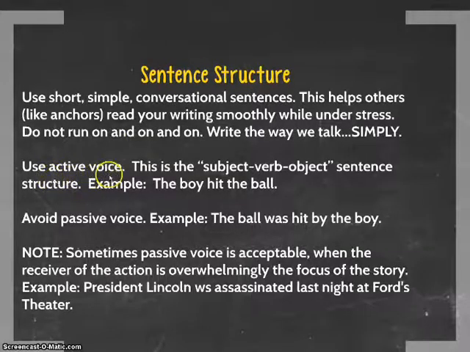Now, we should always use active voice when possible, and that is when it's the subject, verb, and then object in the sentence. For example, the boy hit the ball, and that is the boy is doing the action. The boy hit the ball. And you do not want to use passive voice, and that is where something is being done to the subject. The ball was hit by the boy. Every once in a while, passive voice is acceptable if it's overwhelmingly the focus of the story. For example, President Lincoln was assassinated last night at Ford's Theater.